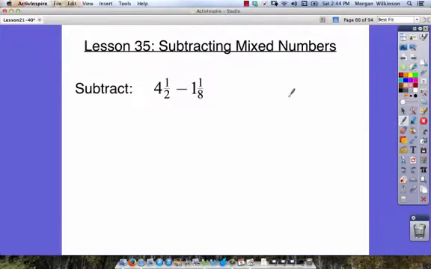Lesson number 35 is about subtracting mixed numbers. In lesson 34, we worked with adding mixed numbers. So we're going to have a similar process as we go through, but we'll use subtraction this time.